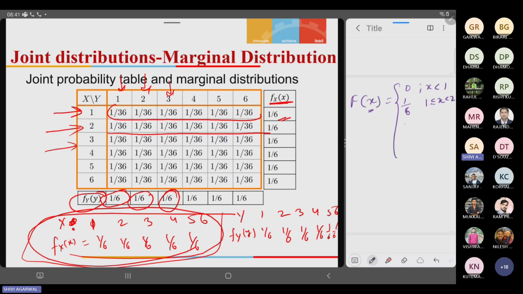When it reaches 2, it will become 2 by 6, for 2 less than or equal to x less than 3. Then 3 by 6, for 3 less than or equal to x less than 4, then 4 by 6, for 4 less than or equal to x less than 5, and then 5 by 6, for 5 less than or equal to x less than 6, and 1 when x is greater than or equal to 6. This is the way to write the cumulative distribution function.